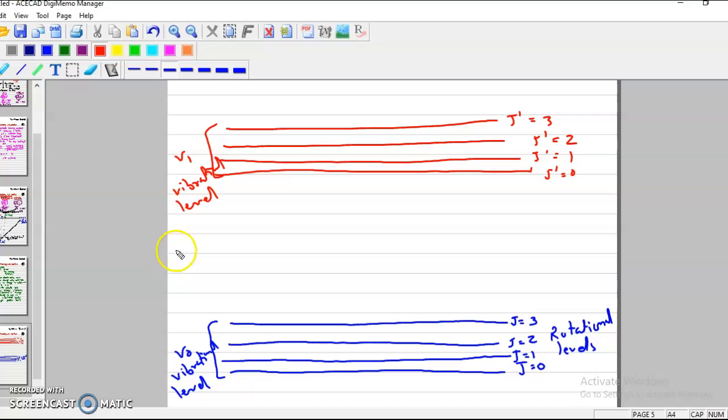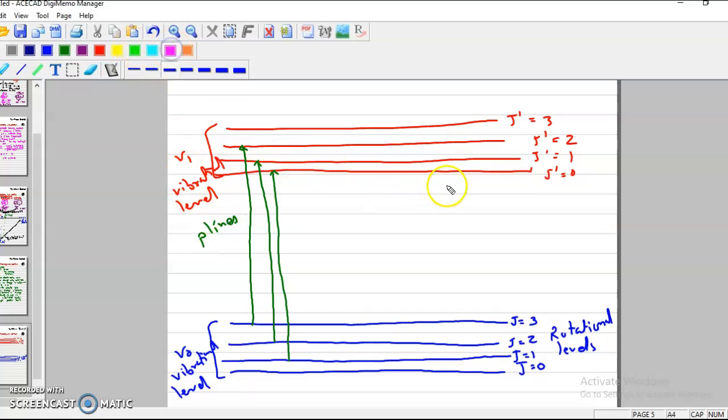Okay, so what happened? Here, molecules will move from one level to different levels. For example, from the third level of J, the molecule will reach the second level of this J dash. Okay, like this. So from the second level it can reach the first level, and from the first level it can reach the zero level, and this will produce lines which are known as P lines.